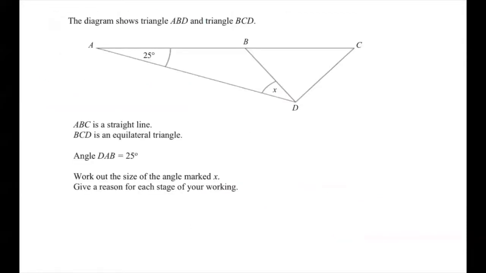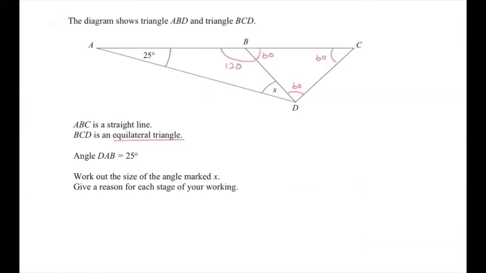Okay, the next question is another angles question. This time we've been told that we've got an equilateral triangle, and that should automatically tell us that the angles are 60 degrees. So we can mark that onto our diagram.